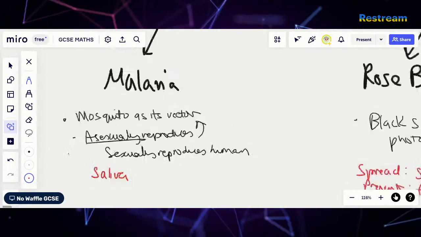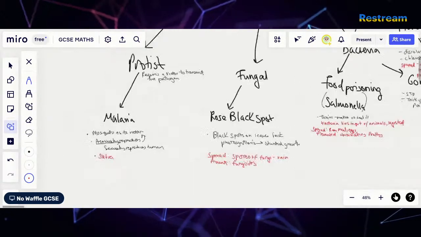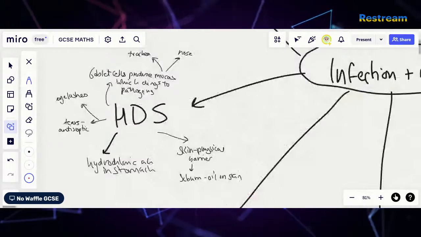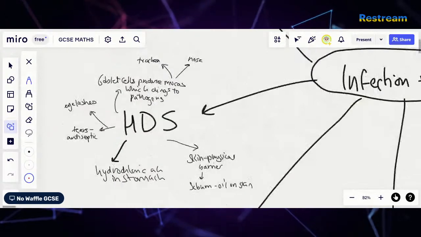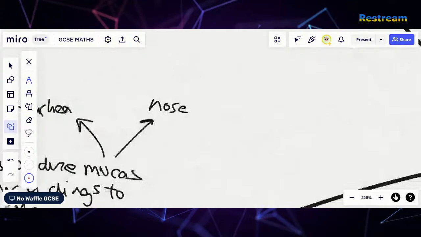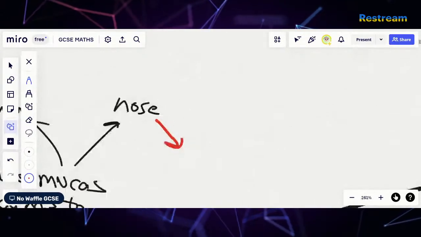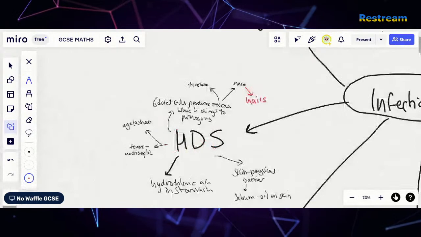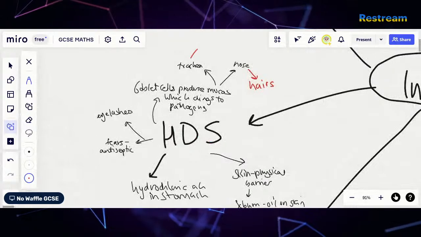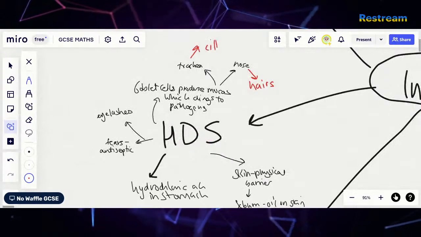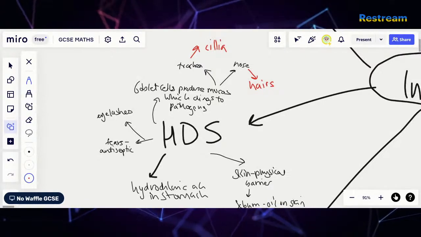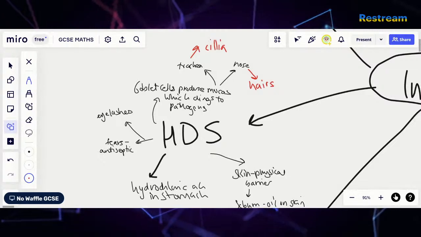Now onto the human defense system, which I just said HDS. So there's things like skin acting as a physical barrier, the antimicrobial secretions, which we call sebum. The nose has mucus, but it also has hair, which waft bacteria away. The trachea and bronchi secrete mucus, and again, cilia. And the stomach with its hydrochloric acid.